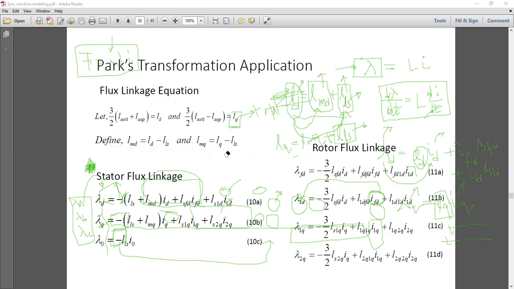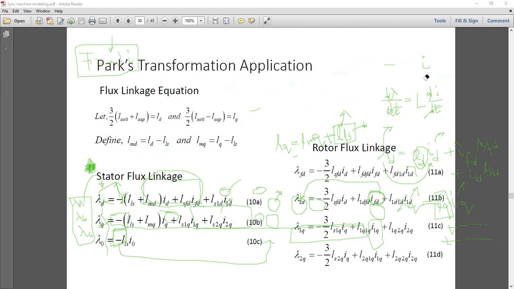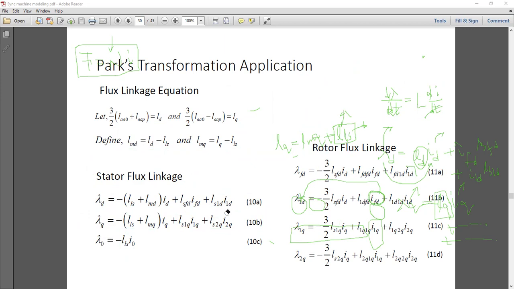So with these definitions for LMD and LMQ, we simply rewrite our stator flux linkage equations in terms of the leakage effect and the mutual effect. We are simply replacing LD by LMD plus LLS. So there was lambda D equal to minus LD ID, and we are replacing LD by LLS plus LMD. And this LSFD is due to the linkage between IFD and the D axis coil. LS1D is between the D axis transformed flux linkage and the D axis damper coil current. Similarly for the Q axis and for the zero axis.